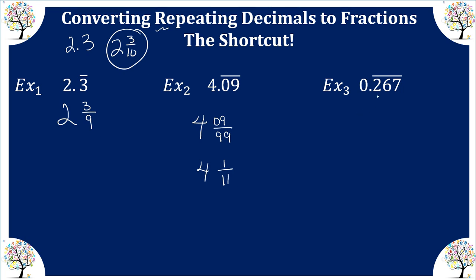Our third example, we have 3 digits repeating. So I put the digits that are repeating in the numerator, and then I put as many 9s in the denominator as there are digits repeating. So these 3 repeating decimals are rational numbers.